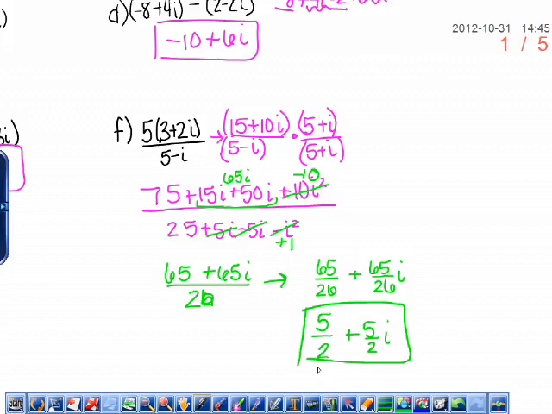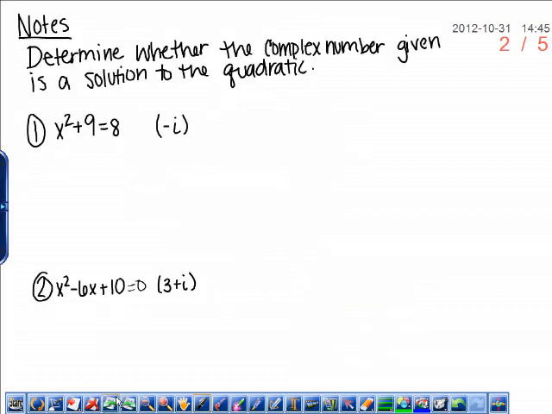So every time there's an i in the denominator, then you always use the conjugate? If in the denominator there is an i being added or subtracted from something, you use the conjugate. If the denominator was just 5i instead of 5 minus i, you could multiply the top and the bottom by i. Okay? All right.